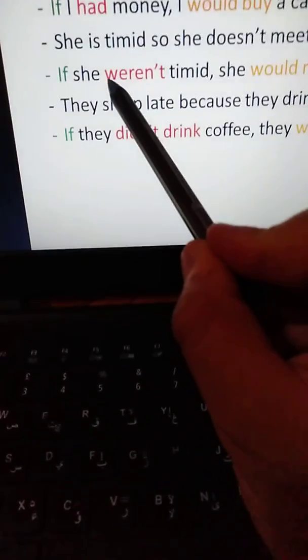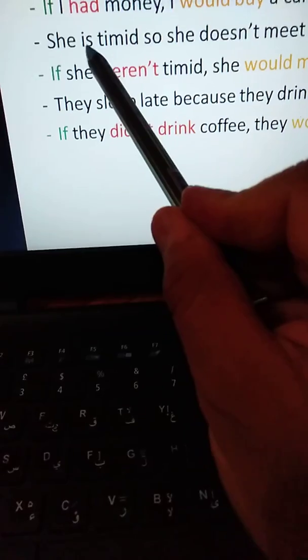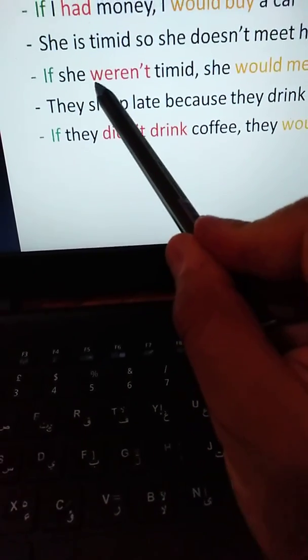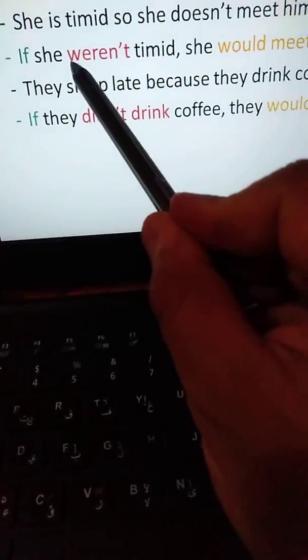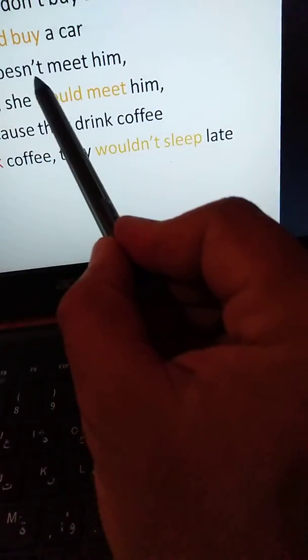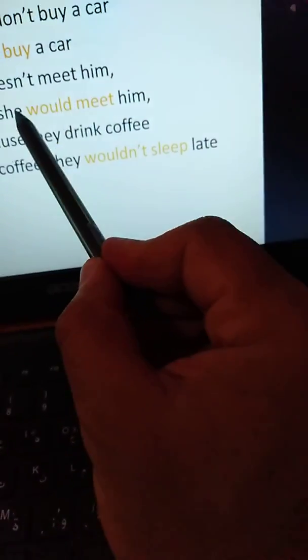And please pay attention. We always use the form were, not was, with the verb to be in the past. Even if we have she, I, or he, we must always use were. So, if she weren't timid, she would meet him. This is the verb meet. She would meet him.